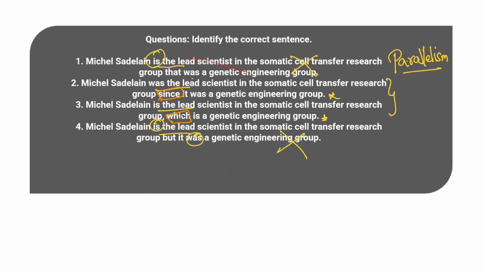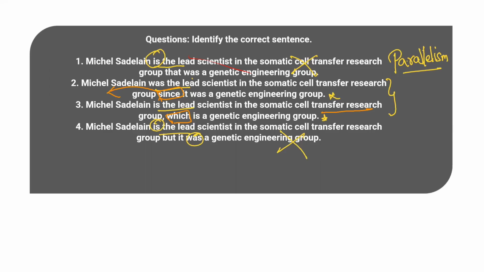Right now, which is a relative pronoun pointing exactly to the noun preceding it. That is the noun which is before the word which. Now, before which you have cell transfer research group, which is a noun. So this is a formal one when compared to option number 2, where you have since. Now, since is a reasoning conjunction. It gives you the reason.